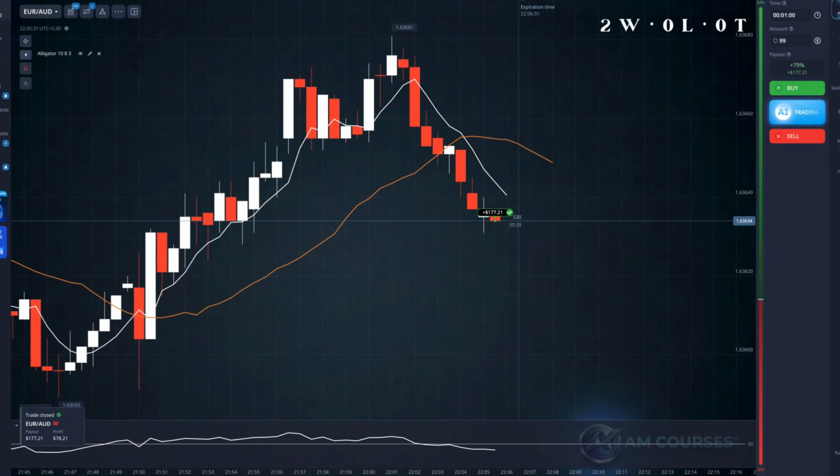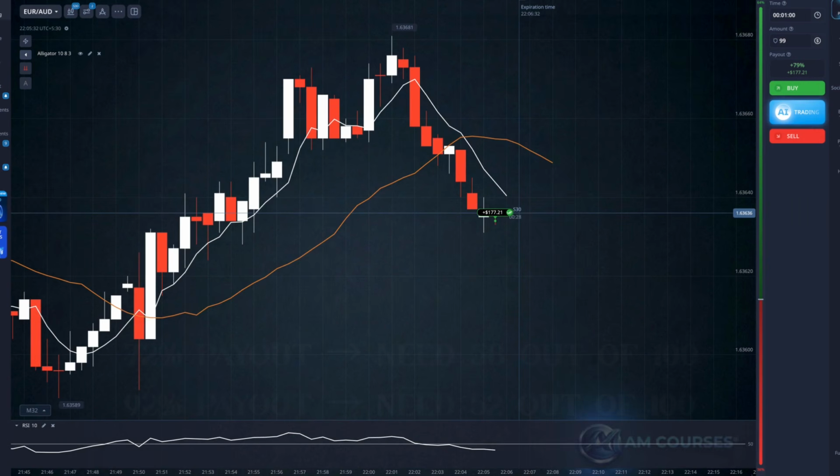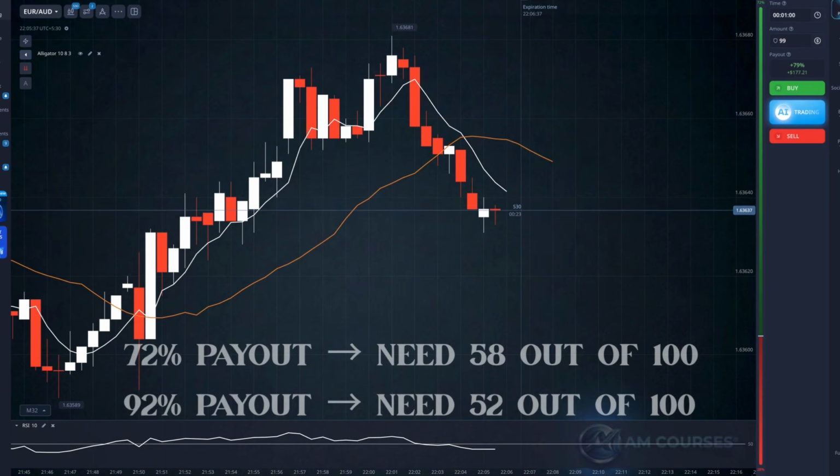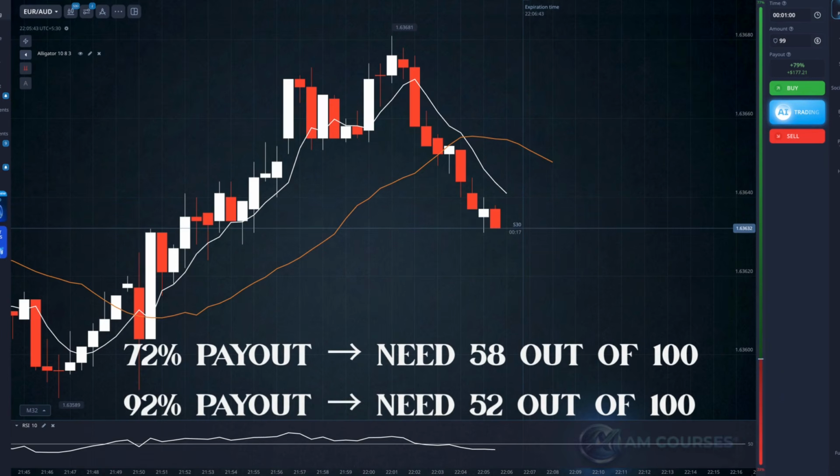Check the payout on the pair you are about to trade. If the payout is around 70%, you need to win close to 6 out of every 10 trades just to stay even. If the payout is around 90%, you only need a little more than 5 out of 10. Same strategy, same signals, completely different maths. So when two pairs give you the same signal, take the one paying more.